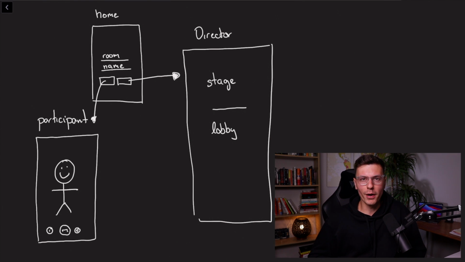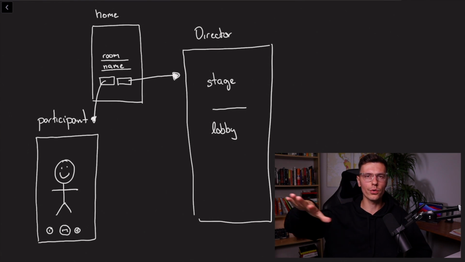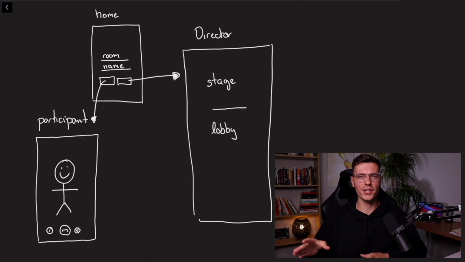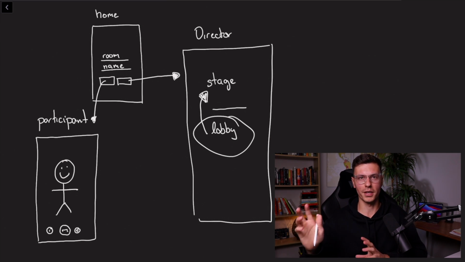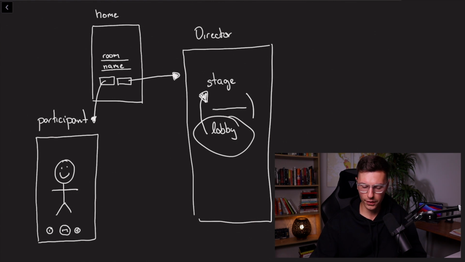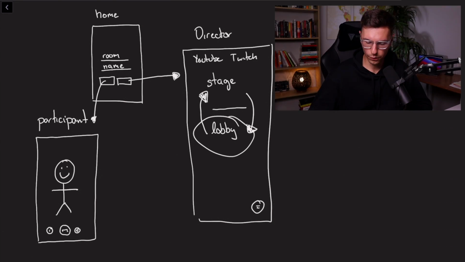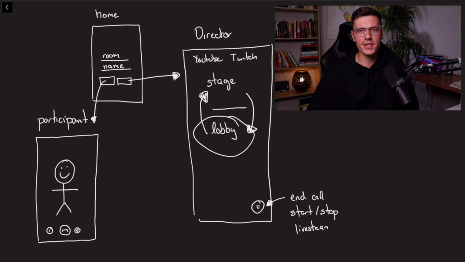So this is the basics of the director layout. So the director basically controls how the whole video call is going and who actually gets pushed out to the live stream and who doesn't. So you'll have first the lobby here. So when you first join as a participant, you'll be put into the lobby. Then the director will have the ability to bring you into the stage, and then you'll be basically live. And the director will also have the ability to bring you back to the lobby if you misbehave or something like that. At the top here, we'll put basically what streaming platforms you want to go to. So let's say YouTube and Twitch, if you have entered that. And at the bottom, we'll have a menu for stuff like end call and start and stop live stream.